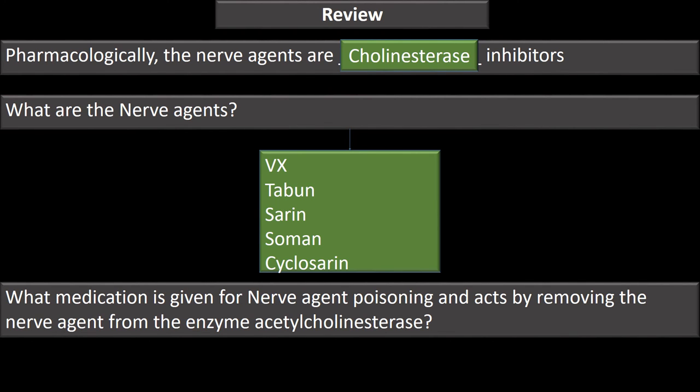What medication is given for nerve agent poisoning and acts by removing the nerve agent from the enzyme acetylcholinesterase? Well, that was our 2-PAM chloride.